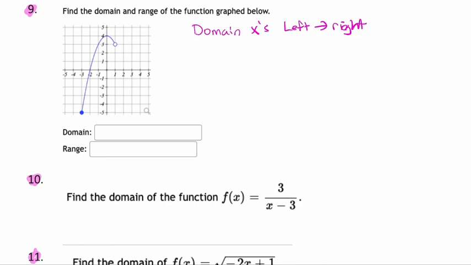So if we think about the lowest x that I can use, it is -3, but there is a little closed-in dot that I can stand there. The highest x I get to is 1, but I can't stand there, and I can get to any x values in between. So that is our domain.